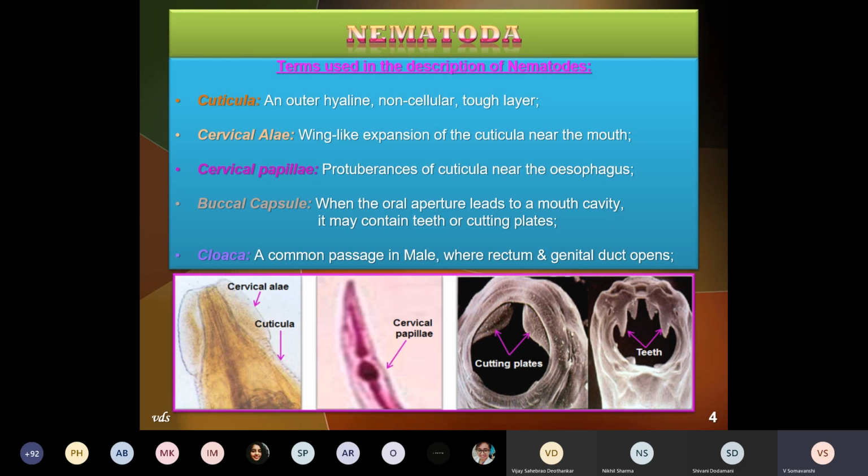parasite during feeding. Okay. Then the cloaca, we have studied the cloaca in the last slide. It is a common passage in the male parasite where the rectum and the genital duct, the ejaculatory duct, open.